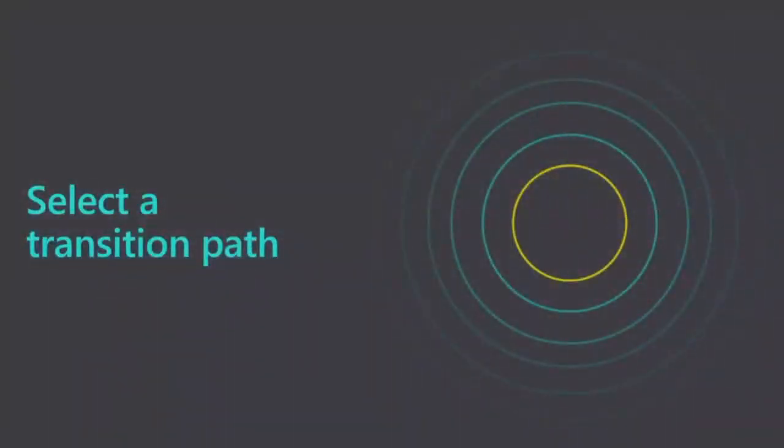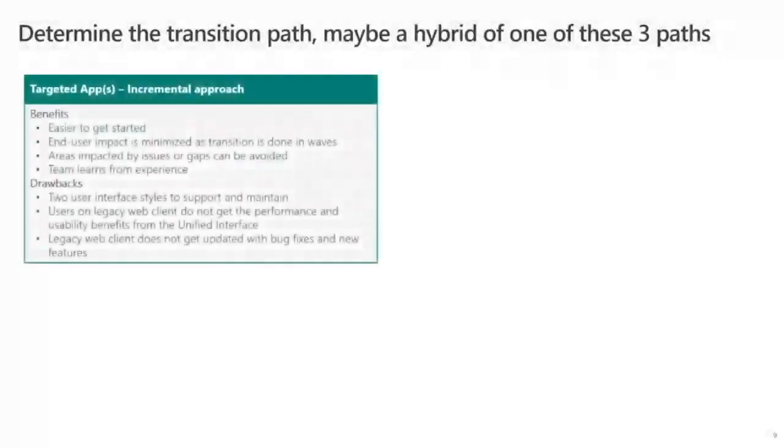Now, to get there from the legacy web client to the unified interface, you need to select a transition path. There are two main paths for most users that are online. You can first choose to go with targeted apps and start with an incremental approach, so only starting with a few apps that are on the unified interface and the rest still on the legacy web client. The benefit is that it's easier to get started and the end user impact is minimized as the transition is done in waves.